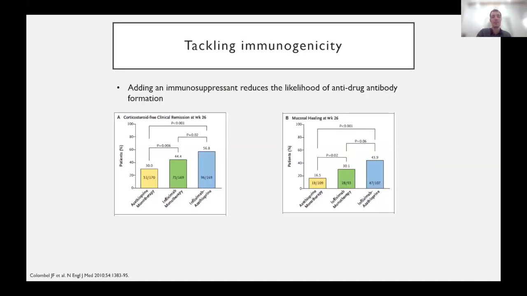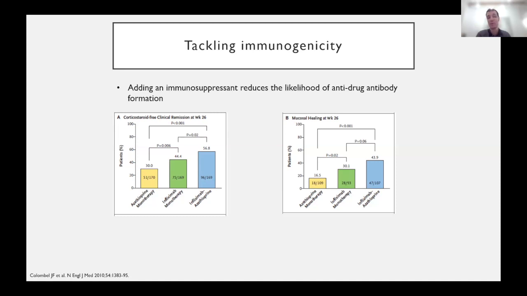We've mentioned immunogenicity. This problem, mainly for anti-TNF drugs, was tackled a number of years ago in the landmark SONIC trial, the results of which you can see here. After discovering that infliximab was immunogenic and that antibodies to infliximab could diminish its efficacy, it was tested whether adding an immunosuppressant, in this case azathioprine, could perhaps improve treatment outcomes by diminishing the risk of immunogenicity, and this was indeed the case.